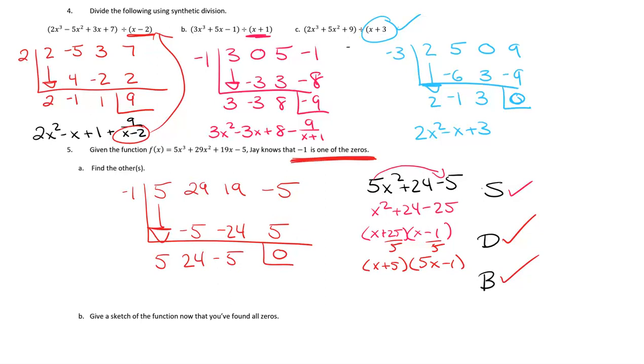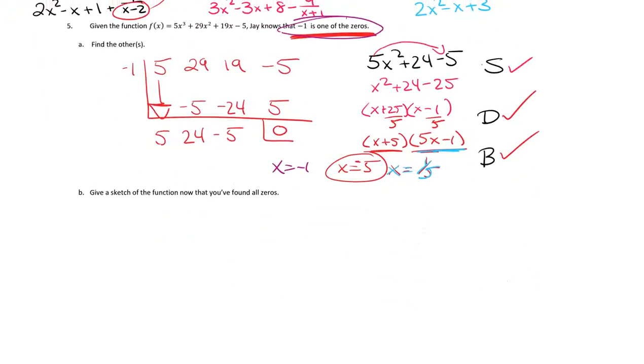So now you've checked everything off, and hopefully you've done it correctly. So solving for x, I know that x equals 5 from here. I know x equals 1/5 from there. This is actually negative 5, sorry. And then I also know that x equals negative 1 from up there.